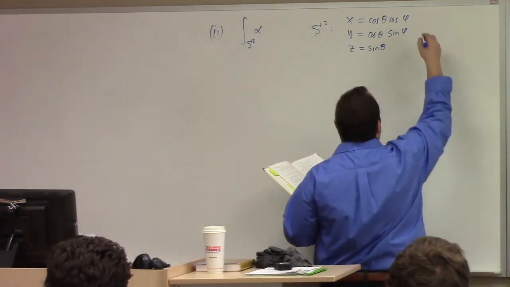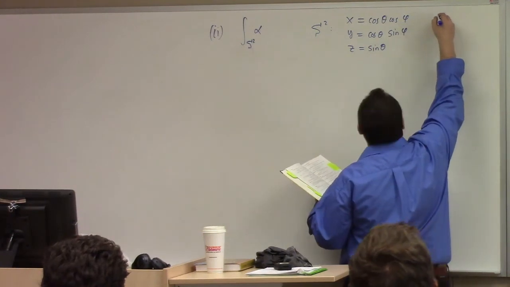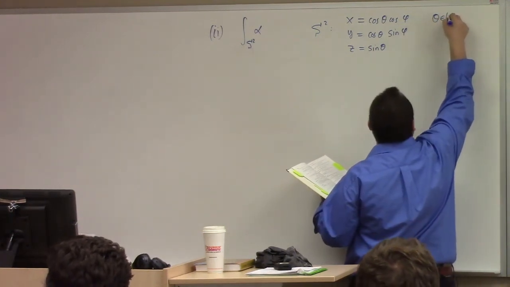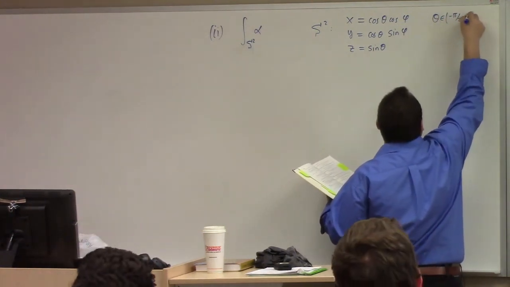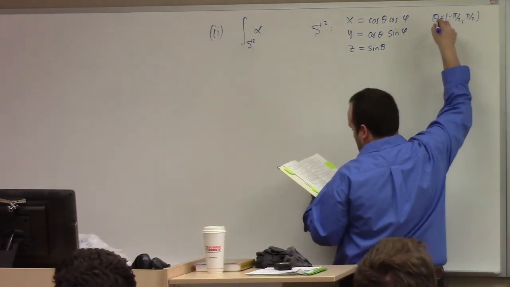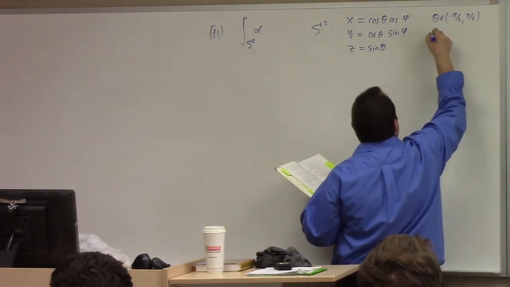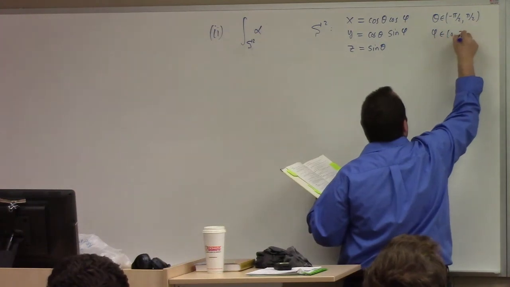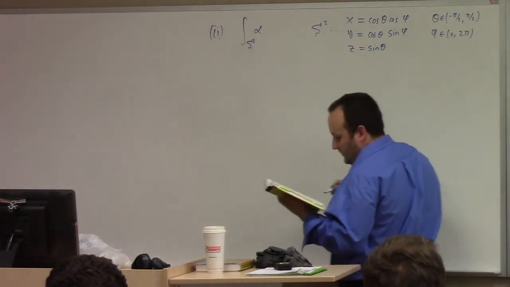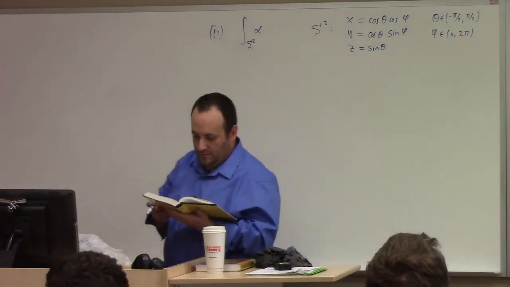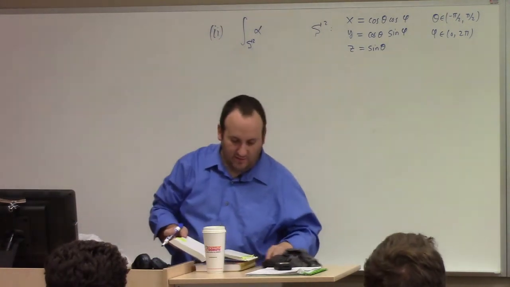Here he gives us ranges. He says theta is an element of minus pi over 2 to pi over 2, and we're going to let phi range between 0 and 2 pi. Now you might say that's not really the whole sphere, but he actually has some comments on this.